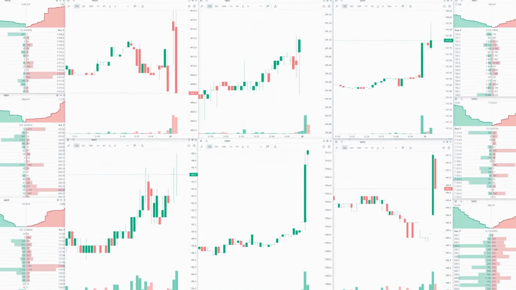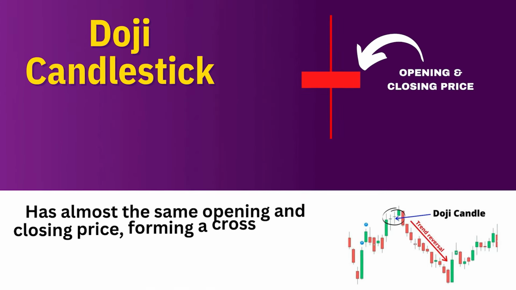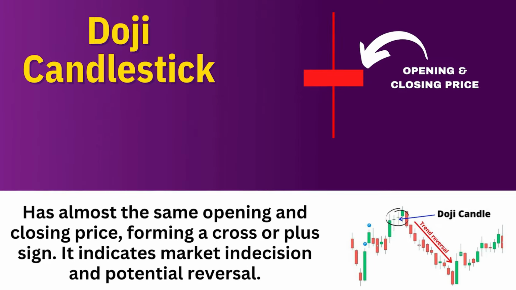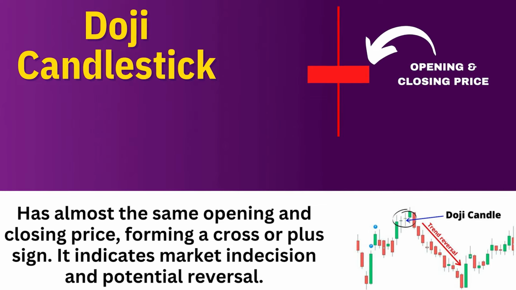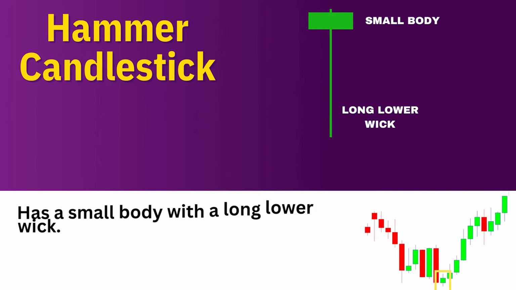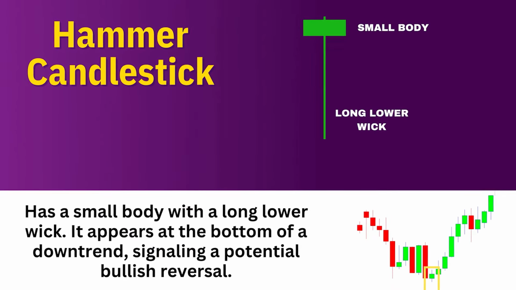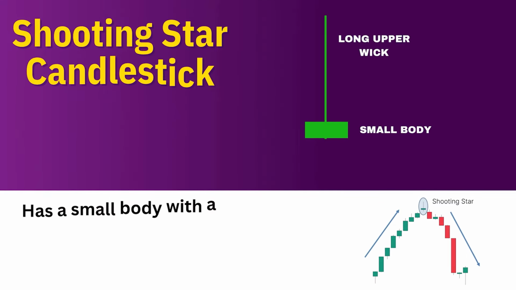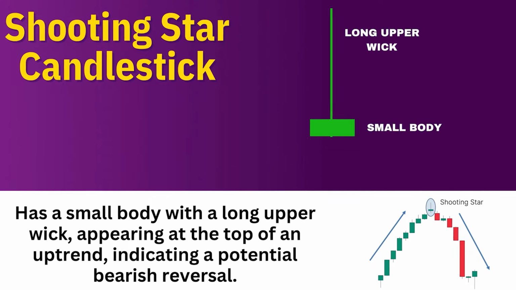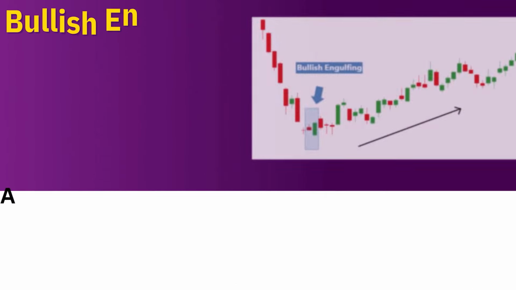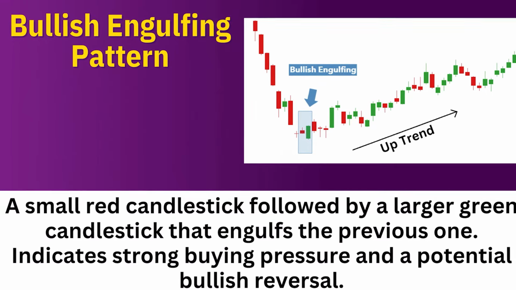Now let's talk about some common candlestick patterns and what they mean. The single candlestick patterns: doji has almost the same opening and closing price, forming a cross or plus sign. It indicates market indecision and potential reversal. The hammer has a small body with a long lower wick. It appears at the bottom of a downtrend, signaling a potential bullish reversal. The shooting star has a small body with a long upper wick, appearing at the top of an uptrend, indicating a potential bearish reversal.